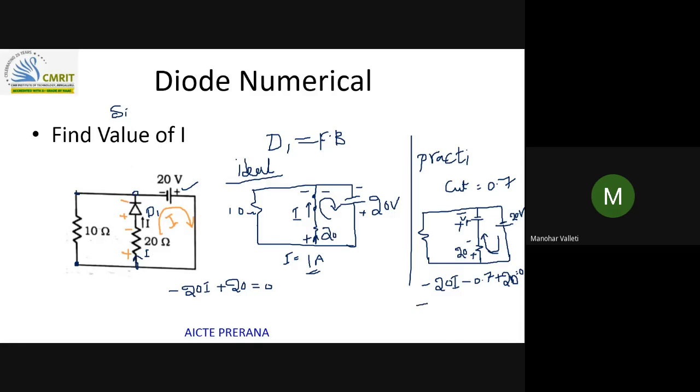So I equals 0.96 amperes, obviously. Now you try to understand, right? If it is an ideal diode, you will get 1 ampere. Or if it is a practical diode, you will get 0.96.